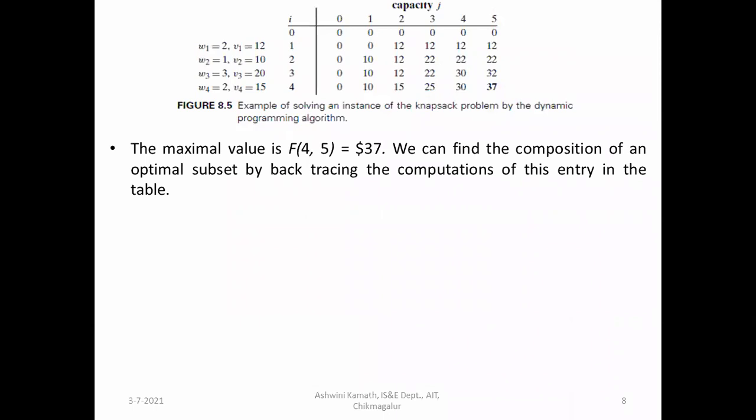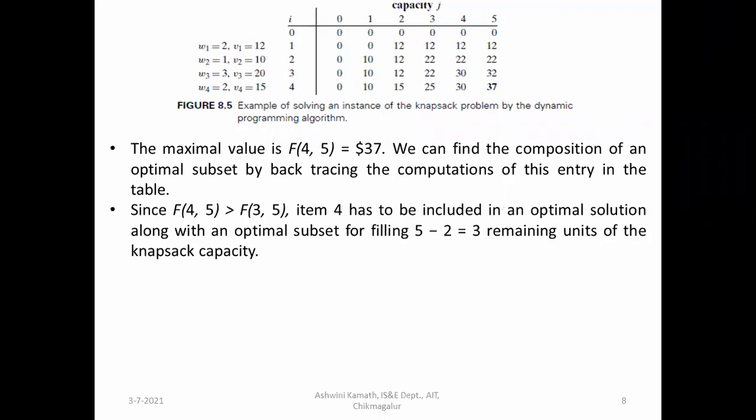So the maximum value is f of 4 comma 5, that is $37, present in the 4th row and 5th column. We can find the composition of an optimal subset by backtracing the computations of this entry in the table. We have to backtrace this. See here, this is 4 comma 5, this is 3 comma 5. Compare these two. F of 4 comma 5 is greater than f of 3 comma 5. These two values are not equal.